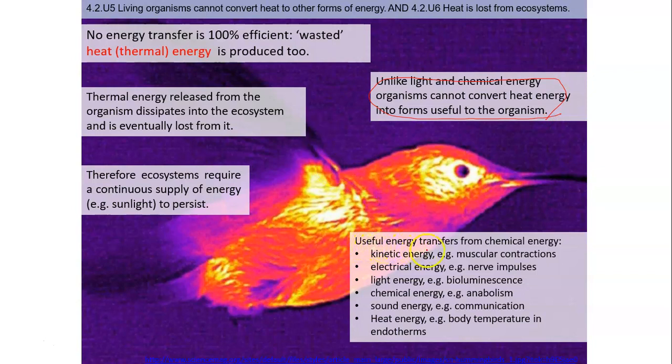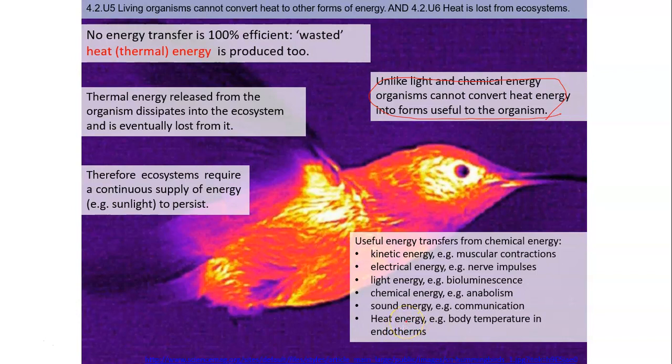You can see these useful energy transfers from chemical energy: kinetic energy, for example muscular contractions; electrical energy like nerve impulses; light energy like bioluminescence; chemical energy like what happens in anabolism; sound energy during our communication; and heat energy, body temperature in endotherms. These are some useful energy transfers that can be used, and that energy will be used in these forms.